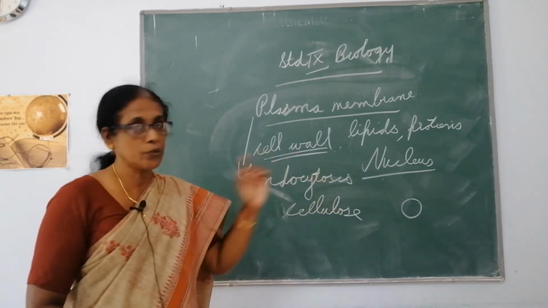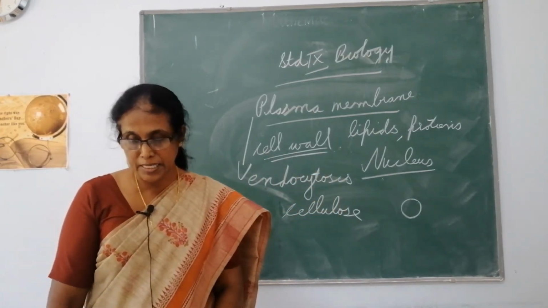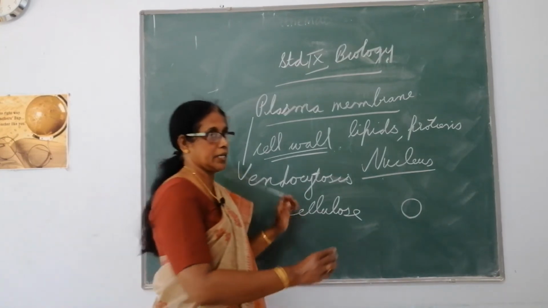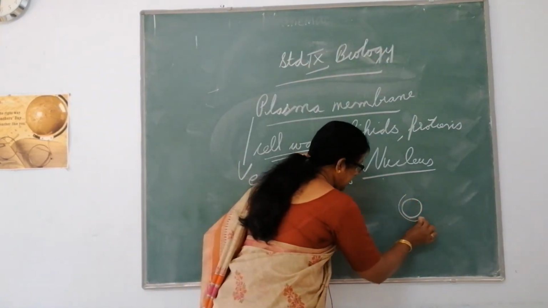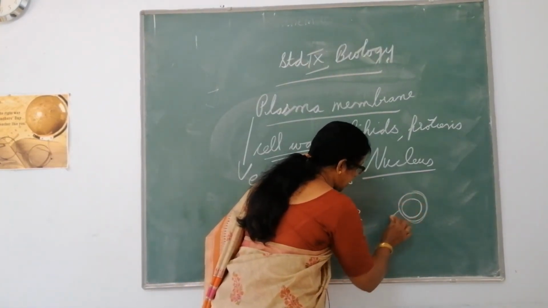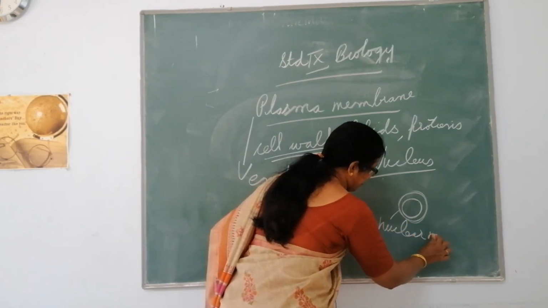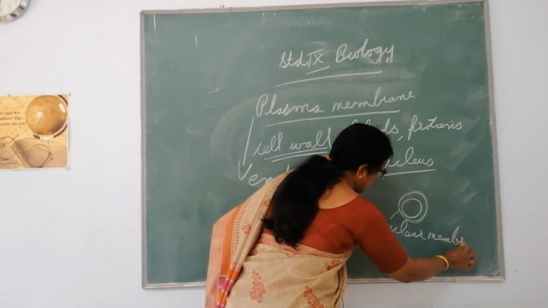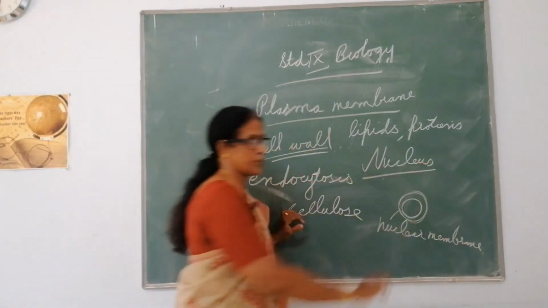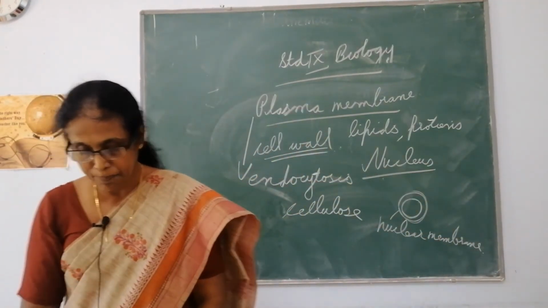Then the nucleus. The nucleus has a double layered covering. Here there is a covering. It is double layered, and this covering is known as the nuclear membrane. So the outer covering of the nucleus is known as the nuclear membrane.